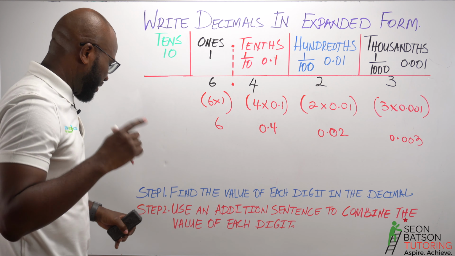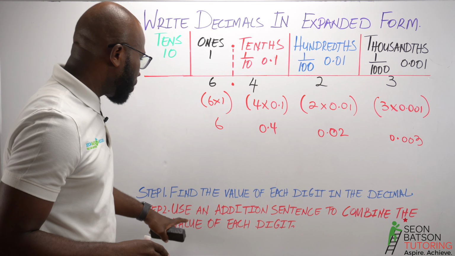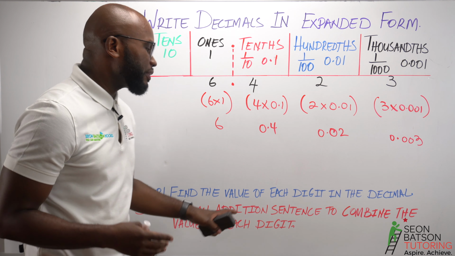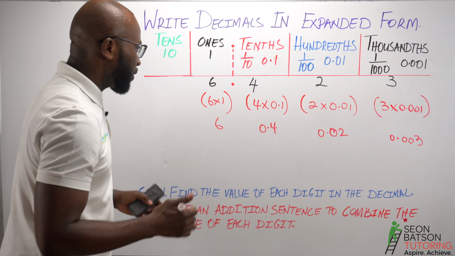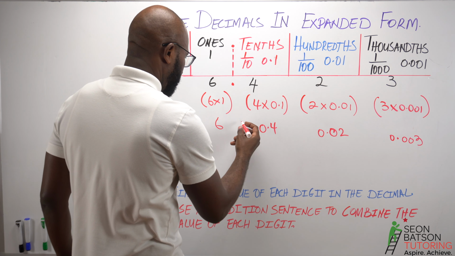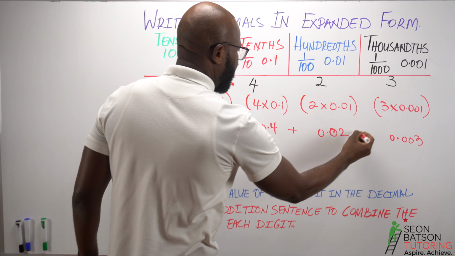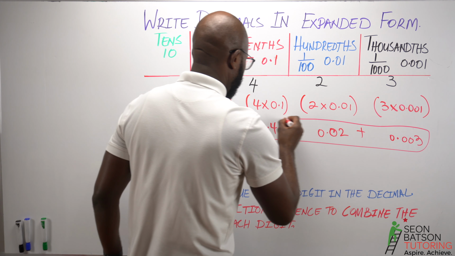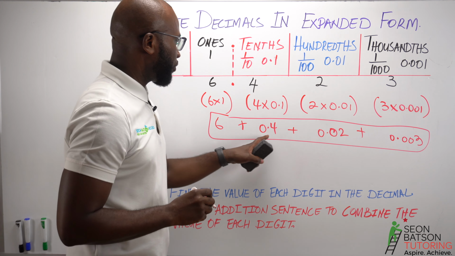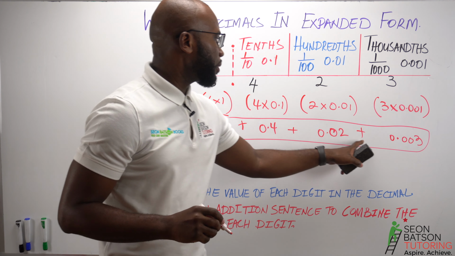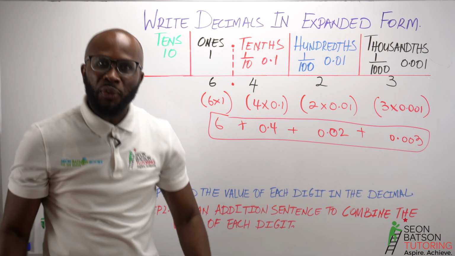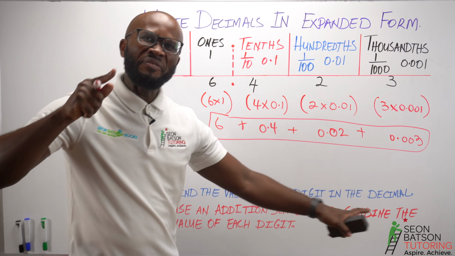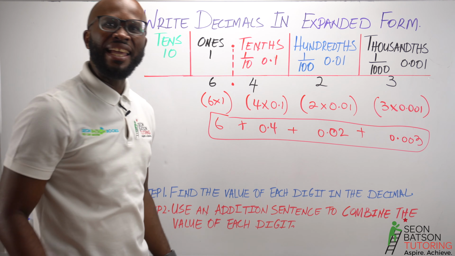Yes? Now, step 2. Step 2 says, use an addition sentence to combine or show the value of each digit in the decimal. So look what we're going to do here. Simply put an addition sign. And our answer will be 6 plus 4 tenths plus 200ths plus 3 thousandths. And we're done. How was that? Very simple, very straightforward, very exciting.